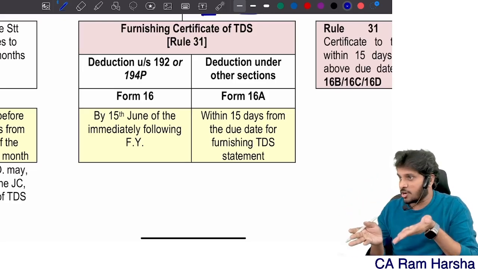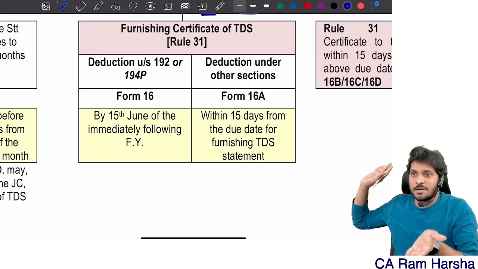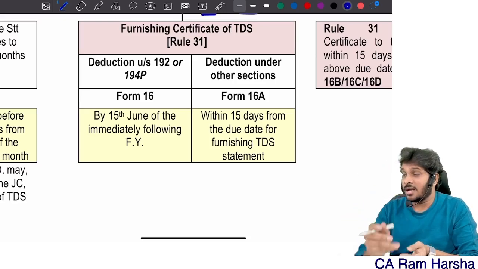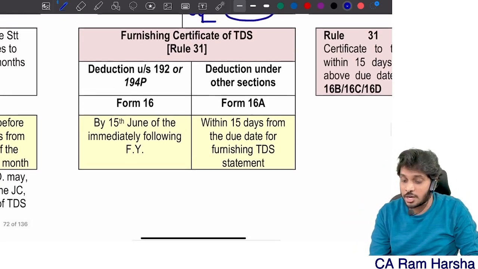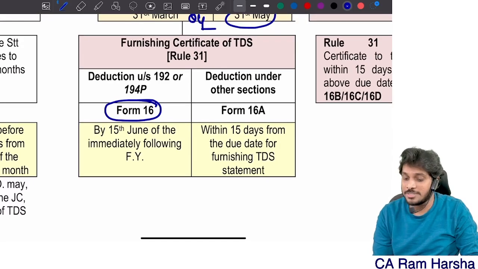Look, I didn't eat your money. I paid to the department. I need to give them the proof, right? When I give this proof, I will give it on a quarterly basis. Form 16 I will give for salary deductions.